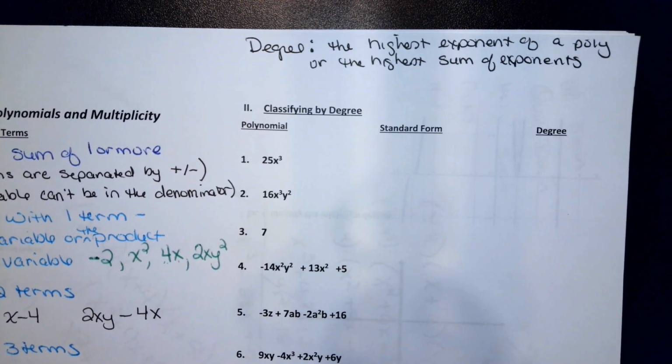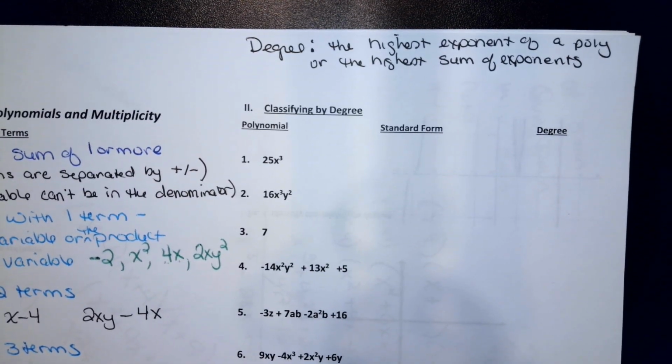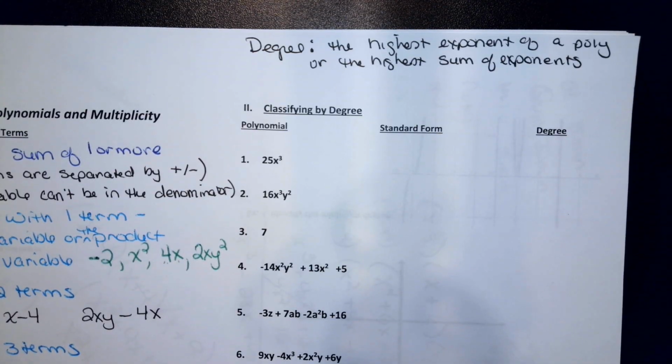And the degree is going to be something very important, because as we move through this unit, or the next unit, we're going to move through something called the FTA, the Fundamental Theorem of Algebra. And the Fundamental Theorem of Algebra tells us how many solutions we should have according to the degree.